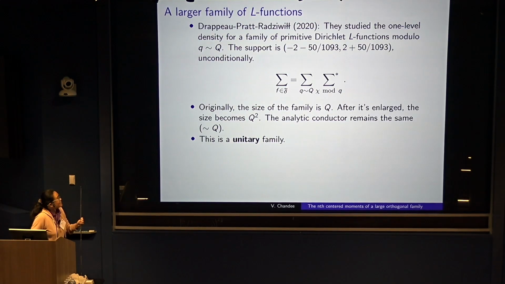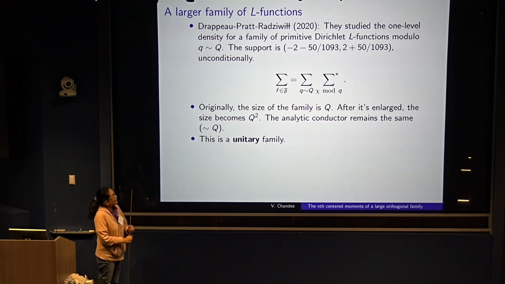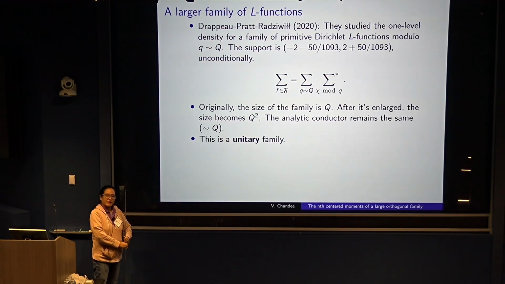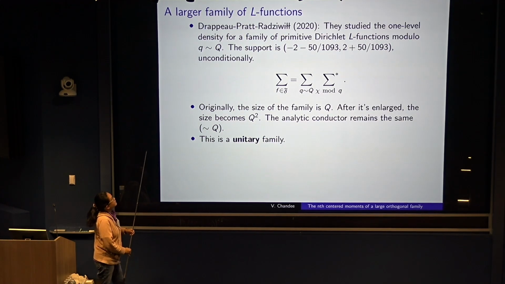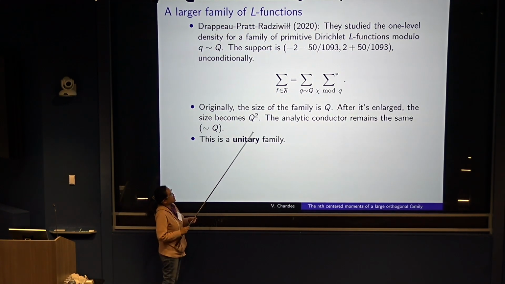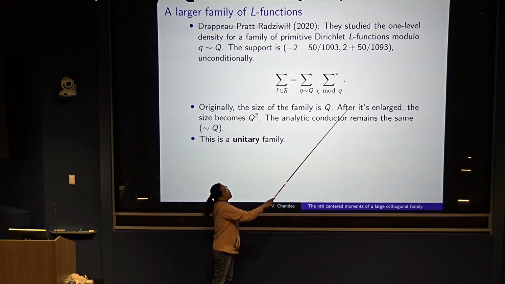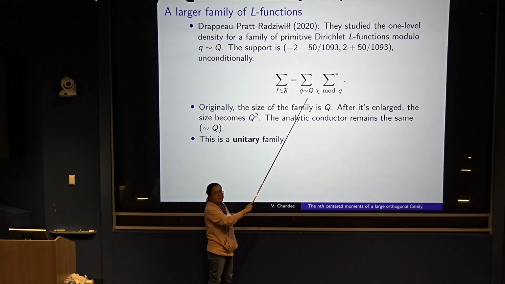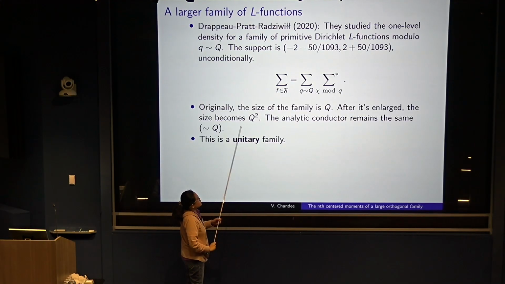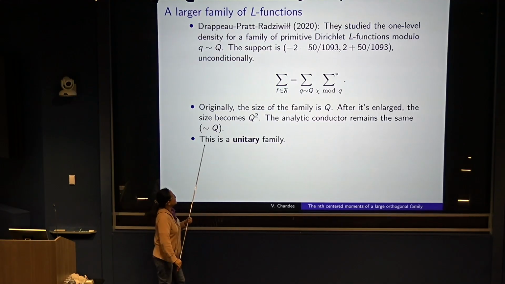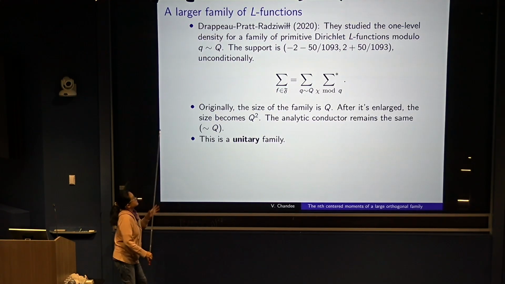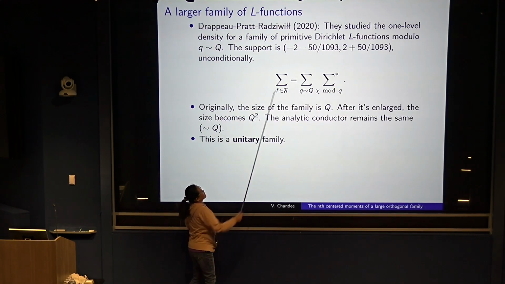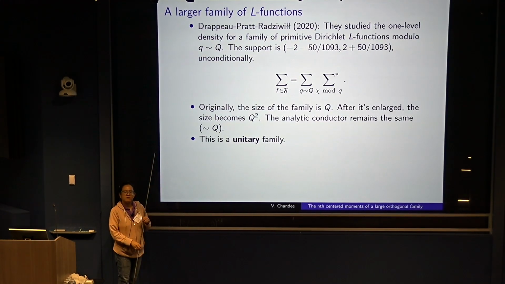All right. The first family that we're going to look at is connected to the unitary family. Again, we look at Dirichlet L-functions, and we look at primitive Dirichlet L-functions with modulus of size around psi Q. Previously, in the work of Hughes and Rudnick, they just have this sum over chi here. In this family, you add an extra average here. And with this extra average, the size goes from Q to Q squared. But the analytic conductor for this L-function is around Q. This is done by Drappeau, Pratt, and Radziwiłł. They can extend the support a little bit more than -2, 2, and this is an unconditional result.